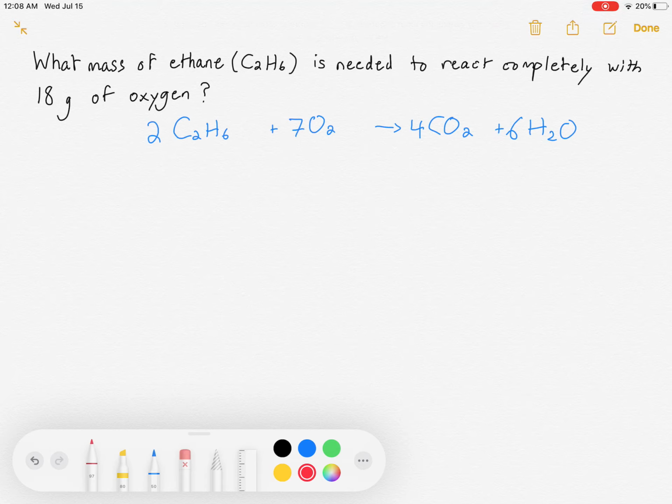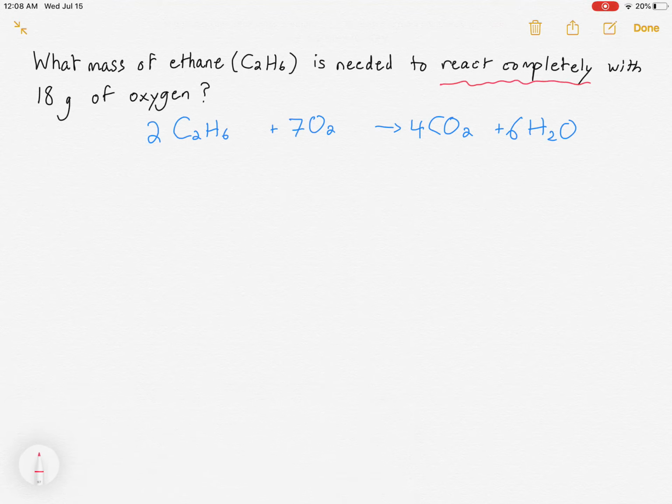Now, for an equation like this, while you would not be expected to name ethane, you may be expected to recognize that when you react a carbon and hydrogen compound, or a hydrocarbon, with oxygen, that's a combustion reaction. And if I'm telling you it reacts completely, you would also be expected to know that the products are carbon dioxide and water. Just as a heads up, that is how we would set up that equation, predict the products, and balance it.